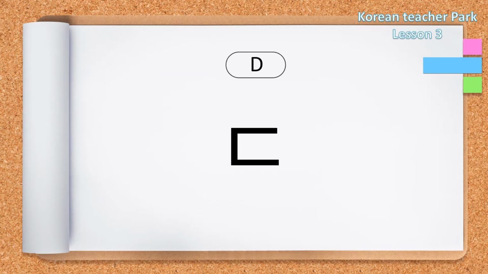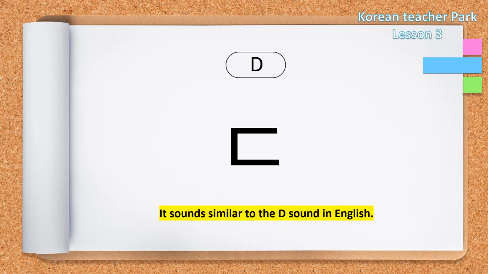Let's practice one by one. Please listen carefully and repeat together. It sounds similar to the D sound in English. D, d, d. Write like this. D, d, d. Repeat again. D, d. Drum, right? D sound.